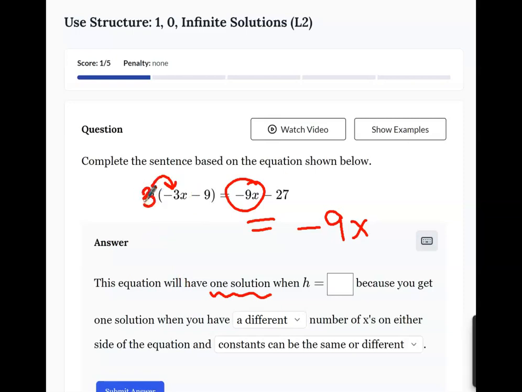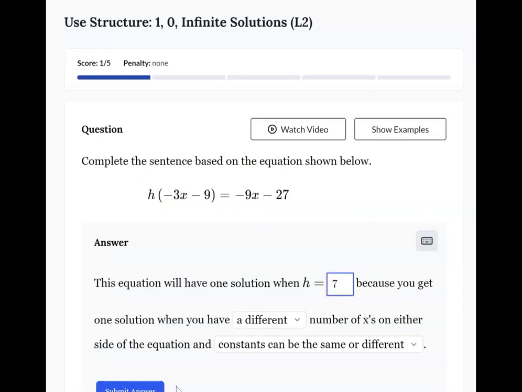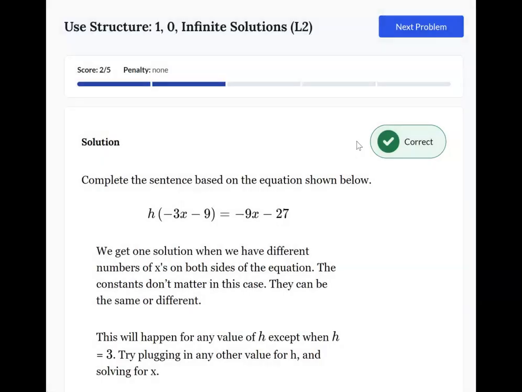So if I pick the number 3, I would get -9. And I don't want that. So I can pick any number I want, but don't pick 3. So I'm just going to pick a random number. I'll pick 7. Submit your answer, and there you go. Good luck.